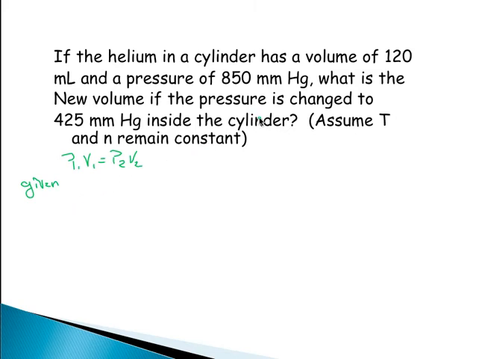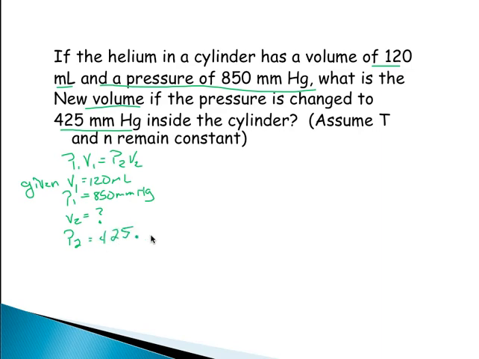What do I know? Well, I know that helium in this cylinder has a volume of 120 milliliters and a pressure of 850 millimeters mercury. Well, those two things go together, so volume 1 is equal to 120 milliliters, pressure 1 is equal to 850 millimeters mercury. Then it says new volume. What is the new volume if the pressure is changed to 425 millimeters mercury? So I don't know what V2 is, that's what I'm looking for, but P2 is 425 millimeters mercury.